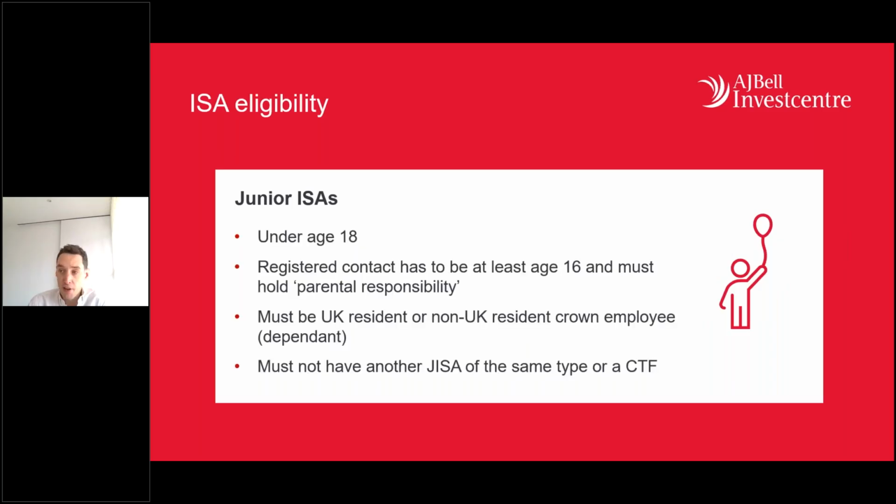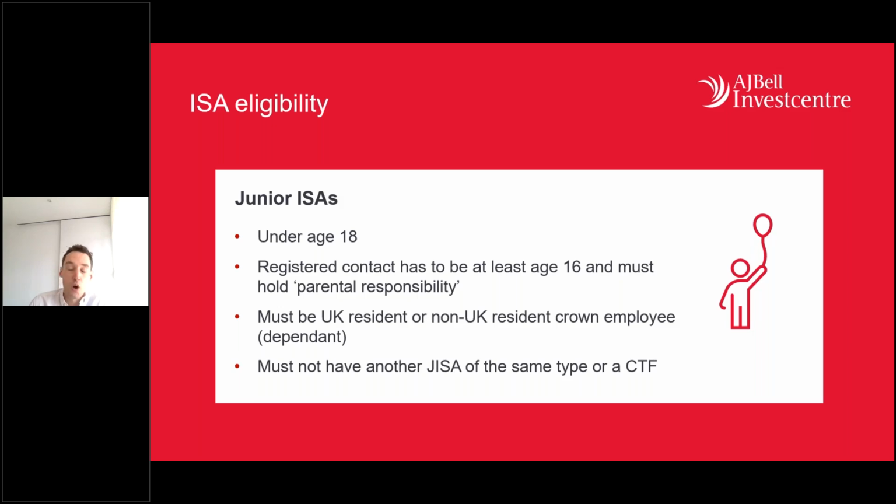Junior ISAs, again, fairly simple. The child themselves needs to be under 18. A junior ISA is set up and managed by what they call the registered contact. That's the person who sets up the accounts. They must be at least 16 years old, and they must have legal parental responsibility as well. That means it needs to be mum, dad, or adopted parents.